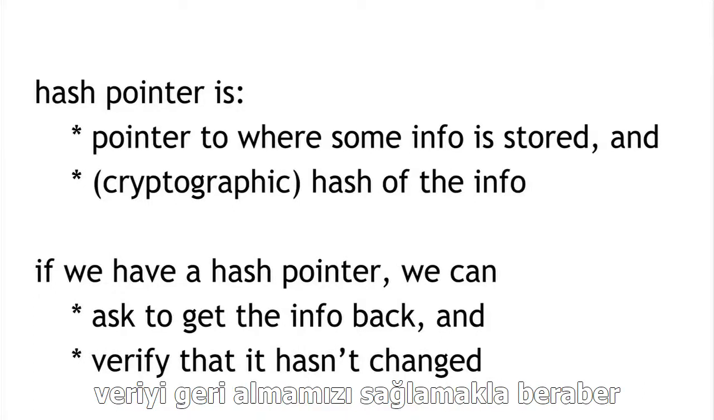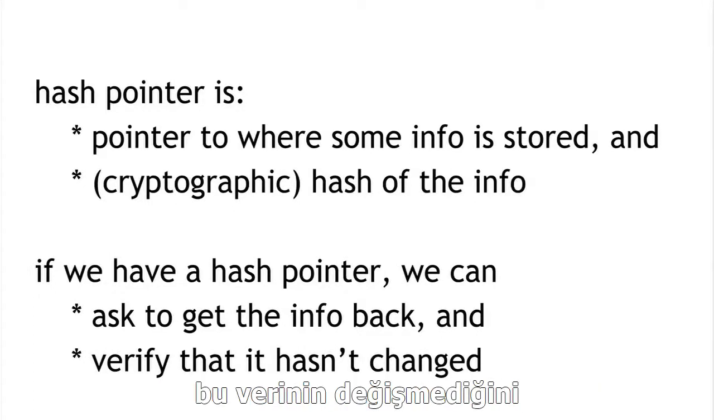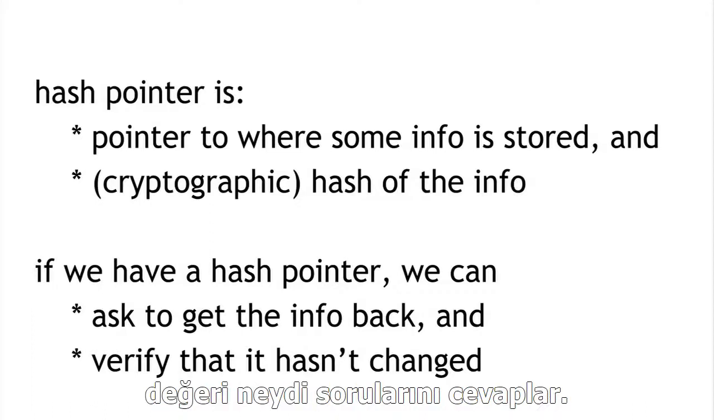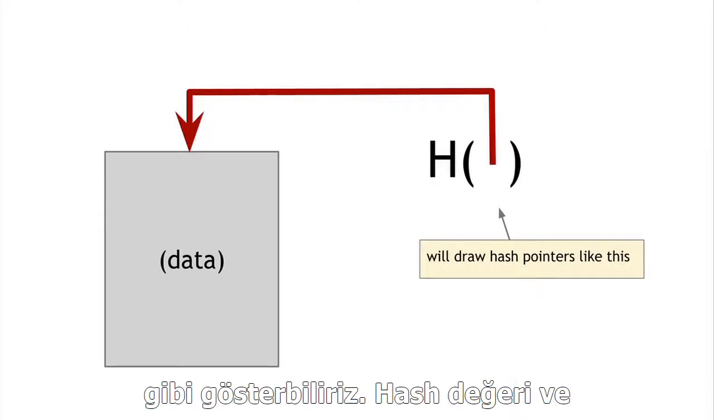Whereas a regular pointer gives you a way to retrieve the information, a hash pointer is going to let us ask to get the information back. It's also going to let us verify that the information hasn't changed. So a hash pointer tells us where something is and what its value was.